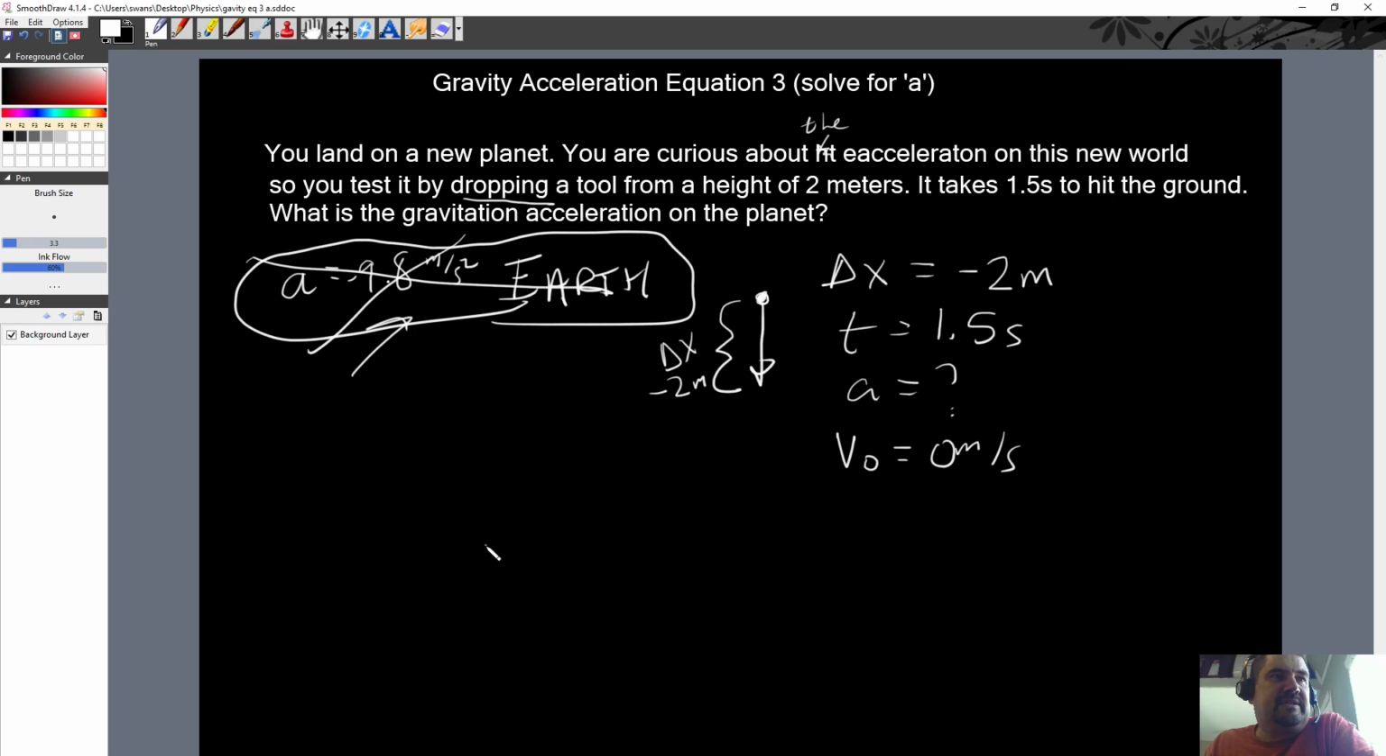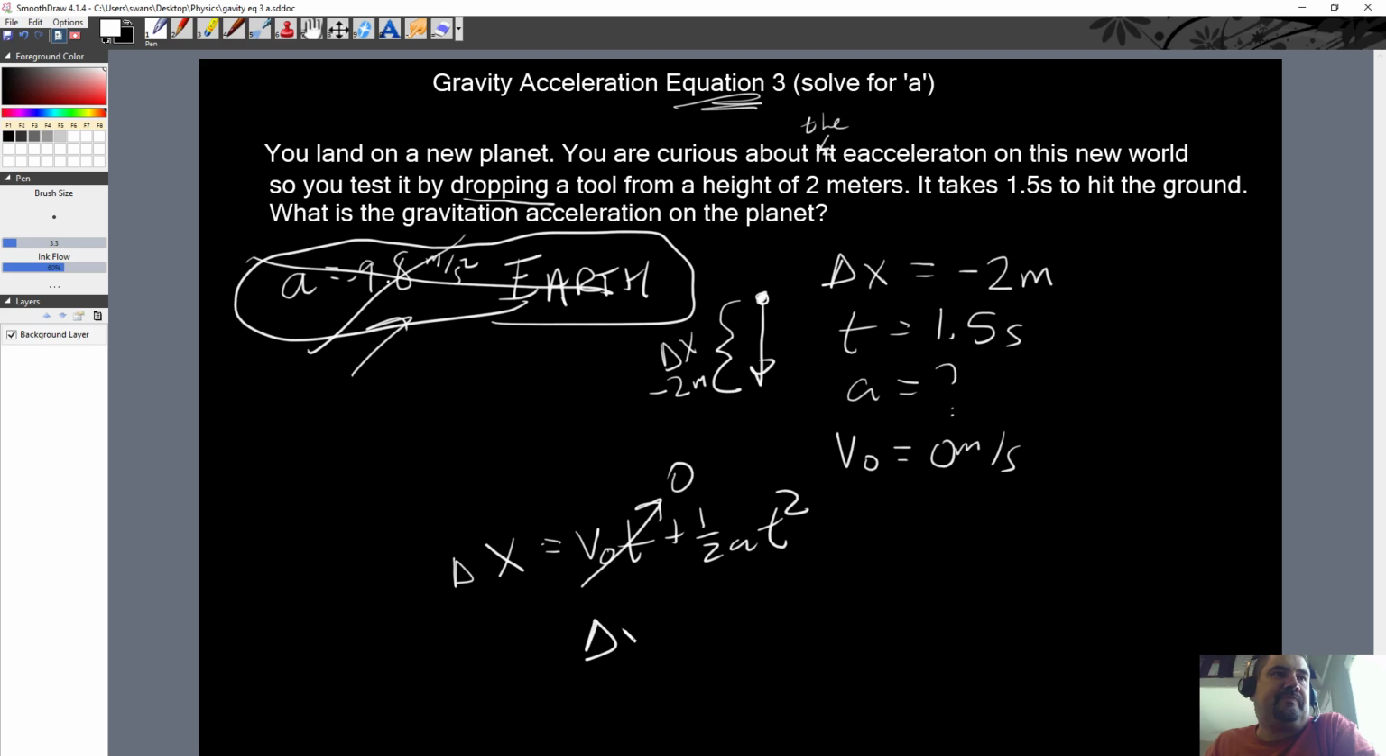So the only equation that's going to work with that is equation 3: delta x is equal to v0 times t plus 1/2 a t squared. Luckily, the first term is 0 because initial velocity is 0. Otherwise, you're going to have two t's and you need a quadratic formula to solve it, and that's a place for a regular classroom, not a summertime online class.